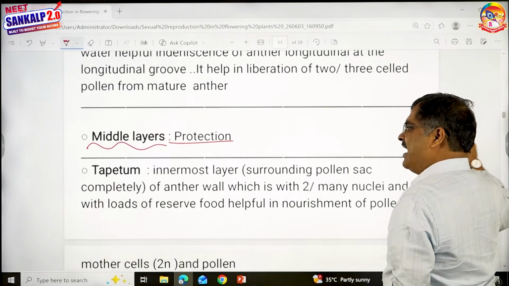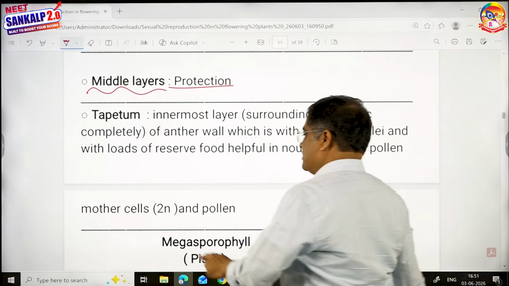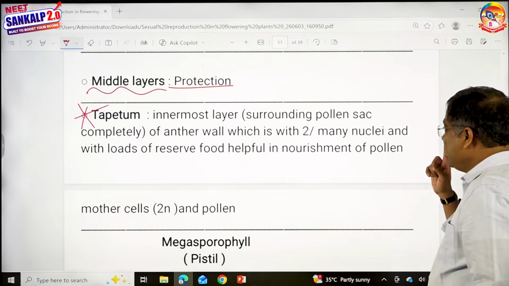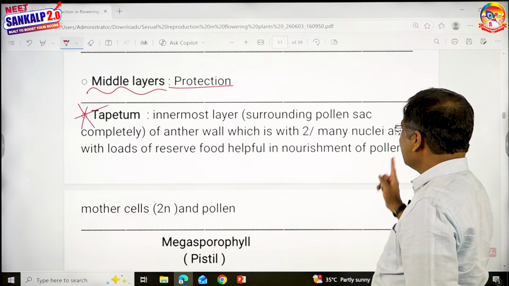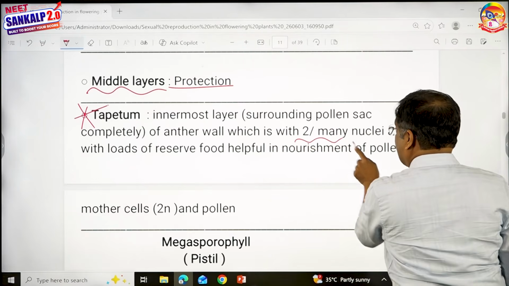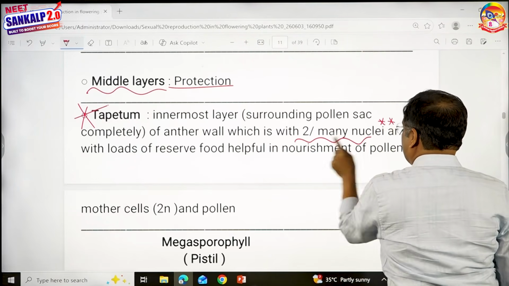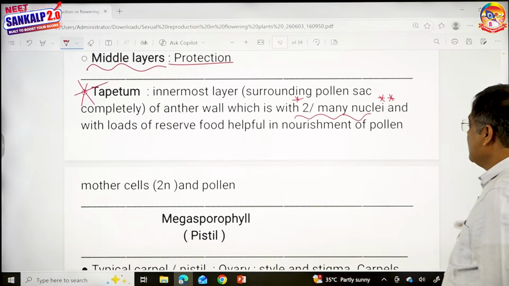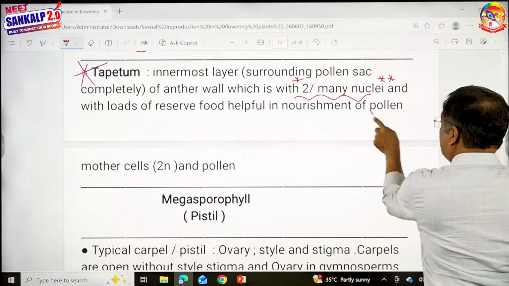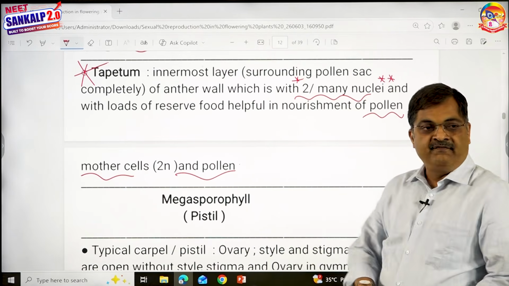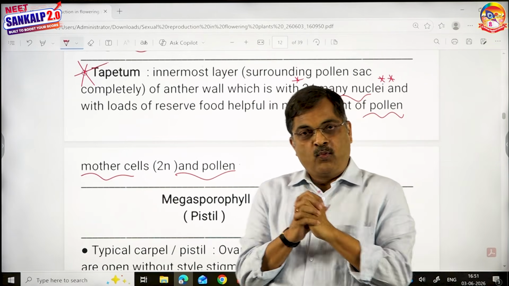Middle layers, helpful in protection. This is very important. Tapetum. It is the innermost layer surrounding the pollen sac completely. This, don't forget, very important. It is binucleate to multinucleate with loads of reserve food, helpful in nourishment of not only the pollen mother cell but also the pollen. Finished. Successfully, we have completed.